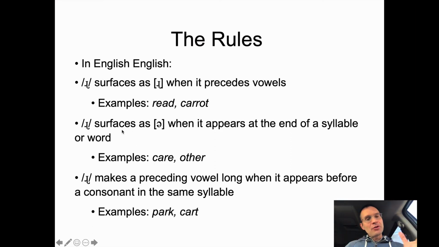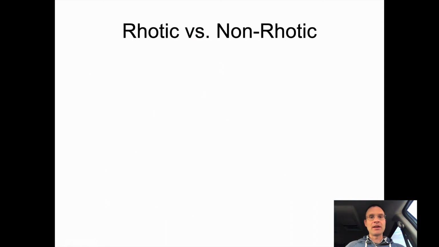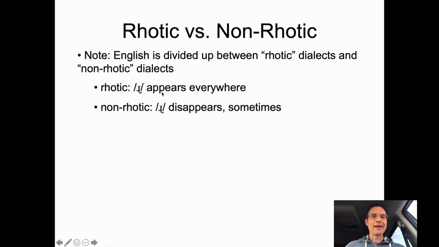So also, because R is disappearing in certain contexts here in, like, New York English or Boston English, these are called non-rhotic accents. So R is a rhotic segment in English. That's why when you speak a variety of English like Canadian English or Midwestern English or something like that, that's called a rhotic variety of English. And in the non-rhotic ones, R is going to disappear sometimes. In the rhotic ones, it is appearing across the board everywhere.